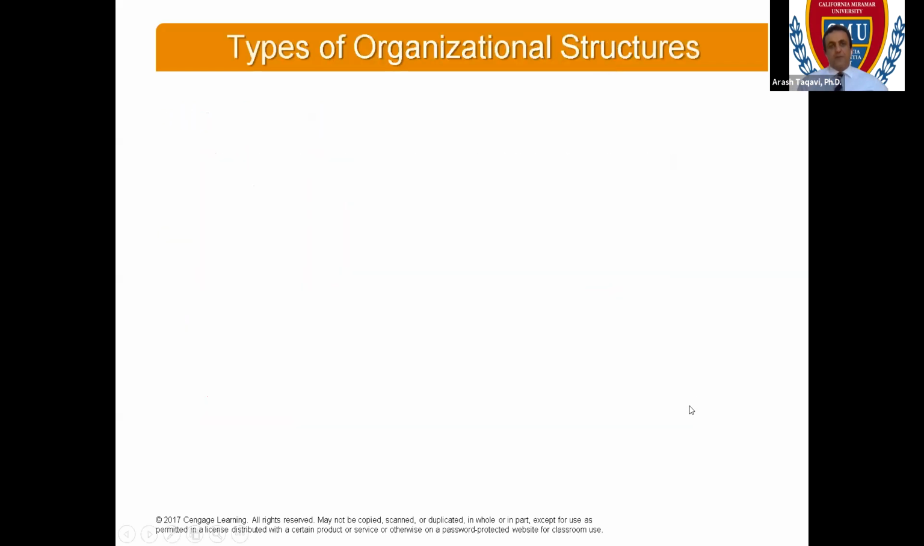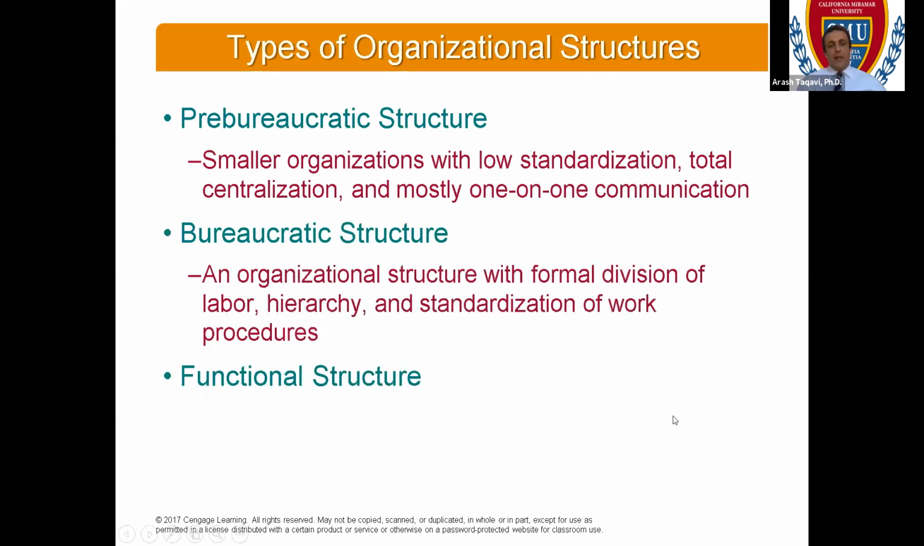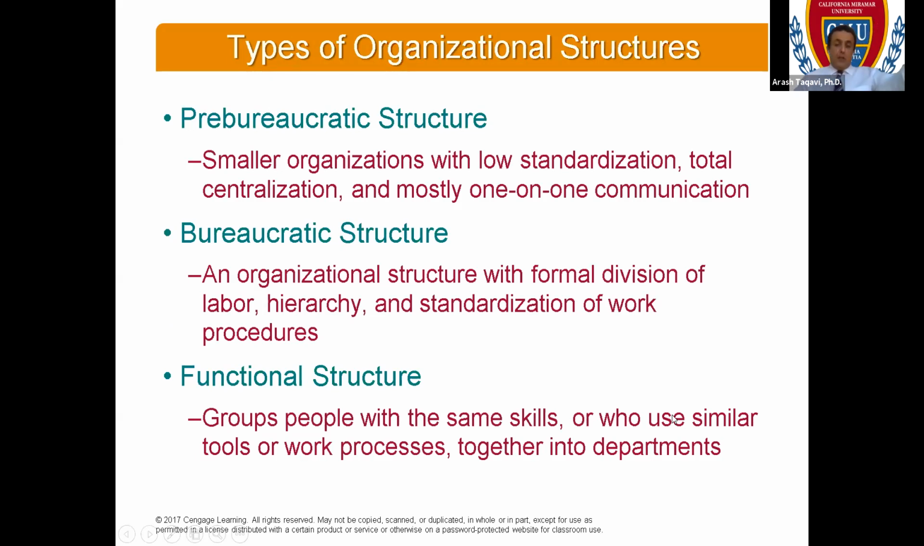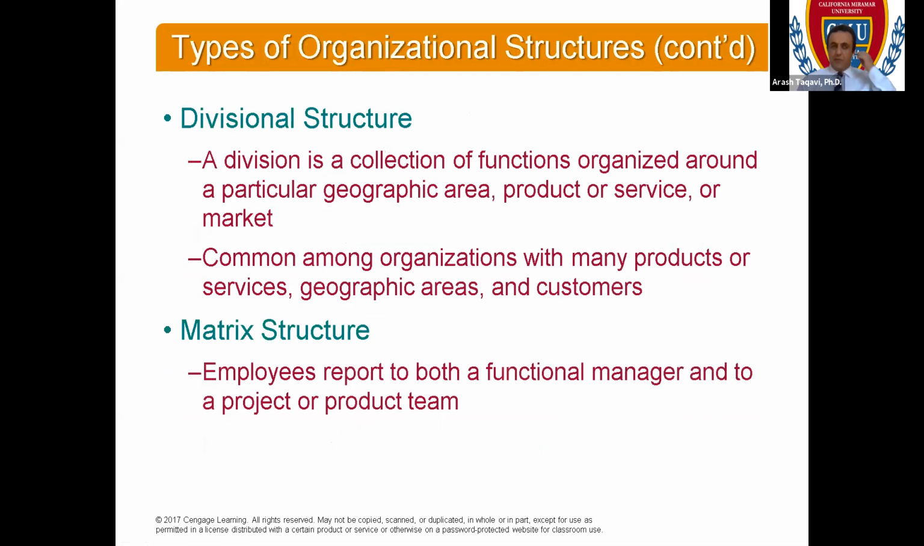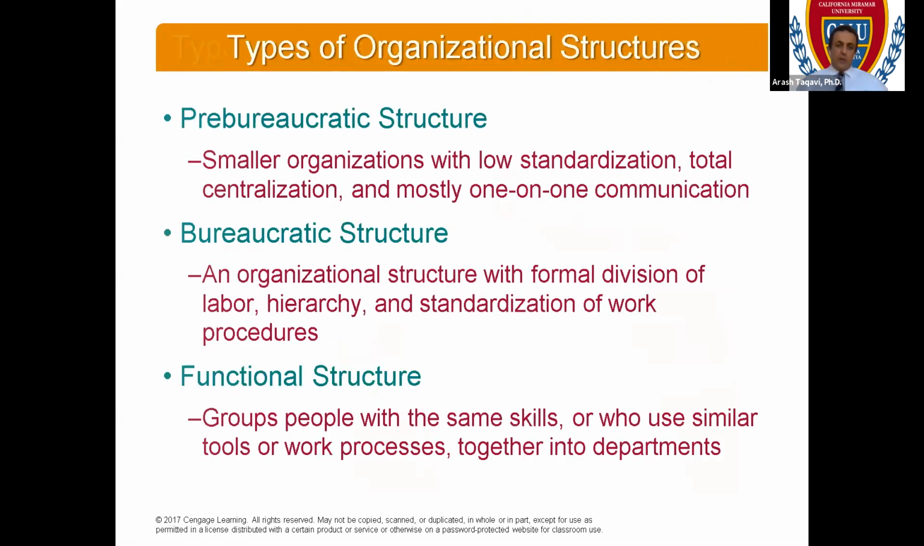Types of organizational structure: bureaucratic structure and functional structure. As you can guess from the title of the structure, it's bureaucratic and functional, and also divisional structure and matrix structure. There are clear parts about the organizational structure, but matrix structure as the final part of organizational structure is very interesting. Employees report to both a functional manager and to a project or product team. If you come back to functional structure, it groups people with the same skills or who use similar tools or work processes together into departments.